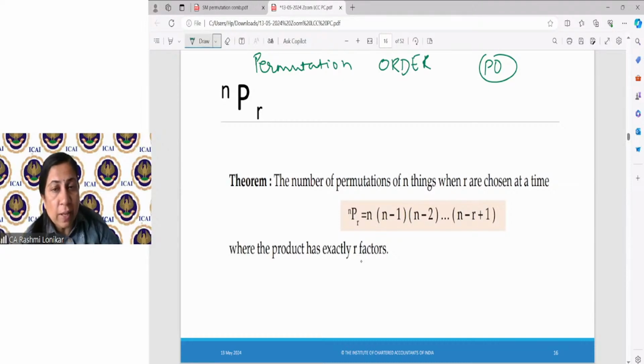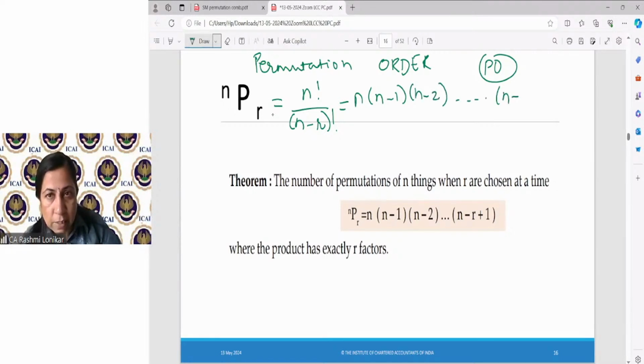The number of permutations of n things when r are chosen at a time is given by nPr, with the formula n factorial upon n minus r factorial. When expanded, this gives n into n minus 1 into n minus 2 up to n minus r plus 1. It looks big, but there is nothing to be afraid of. It means you write numbers going down one by one from n. For example, if n is 5, then 5, 4, 3, 2.